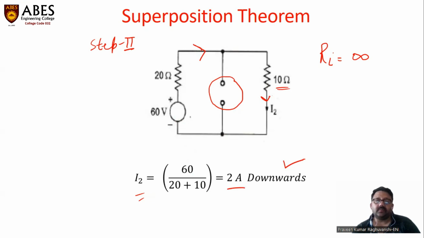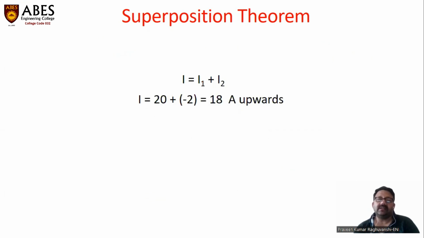Now moving to the next step of the superposition theorem. We will algebraically add all the responses. So the total current, when both the sources are acting simultaneously, is the sum of the individual responses I1 and I2. While adding these two responses, we have to consider their directions. So the 20 ampere current was in the upward direction, but the 2 ampere current was in the downward direction. So the net current is 18 ampere and its direction is upward.